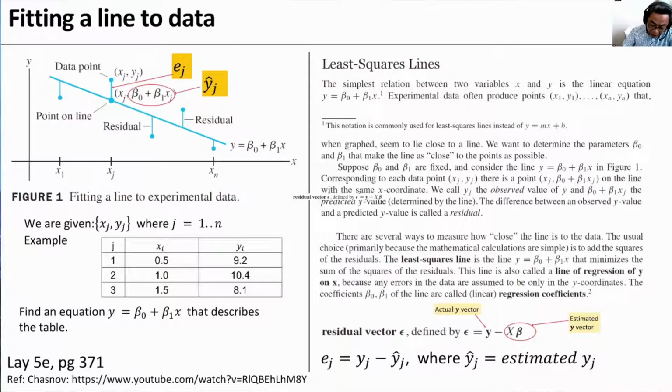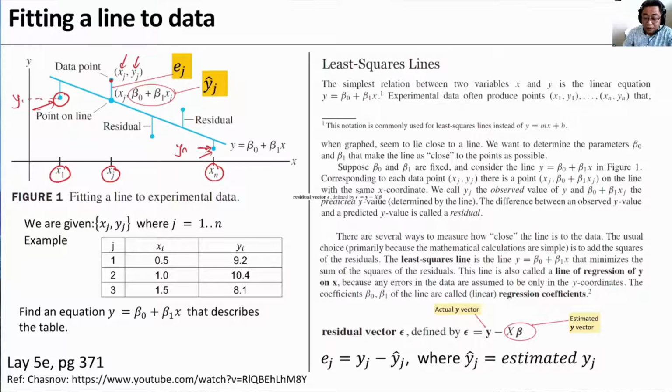Let us set up the problem. We are given x and y. So this point is x1, and along here, this is the y1 value. If this is x of j, then this point is x of j for the first element and y of j for the second element. And given the last point, this is x of n, then of course this point is y of n.